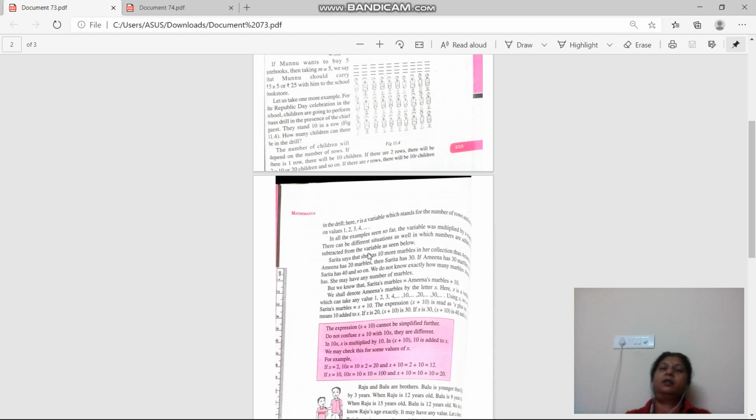See here, अब हमने पहले तो for example numbers लिए थे 20, 30. अब suppose करो कि अमीना के पास x है. ओके, अमीना के पास कितने मार्बल्स हैं? x है. तो सरिता के पास कितने हो गए? x प्लस 10, राइट ना? सो सरिता के पास x प्लस 10 हो गए. The expression x plus 10 is read as x plus 10. It means 10 added to x.